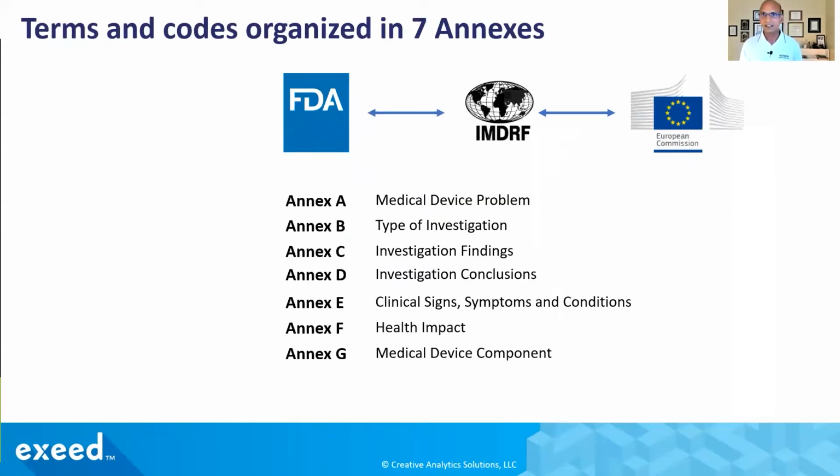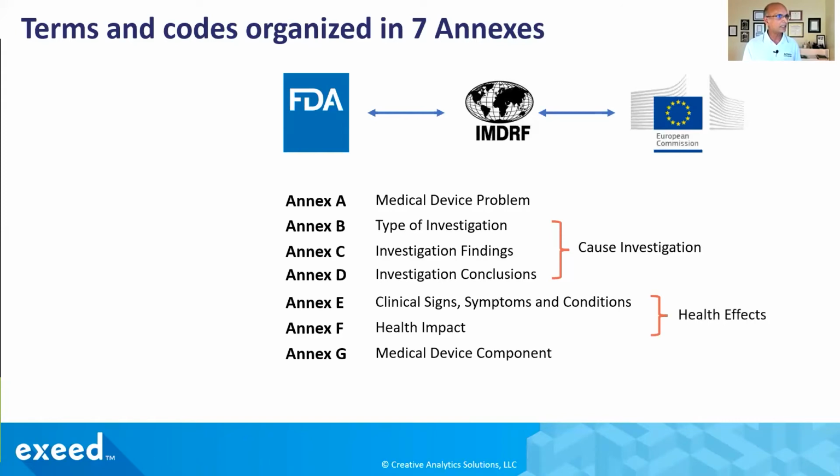So here is basically a layout of FDA codes and IMDRF codes in the guidance. There are 7 annexes. A is medical device problem. B is type of investigation, C is findings, and D is conclusion. So that's cause investigation. Those codes are supposed to be used as part of reporting your investigation of adverse events. I don't know how many companies are doing that. So that was one question I had for the group, if anybody wants to share their experience of using these codes.